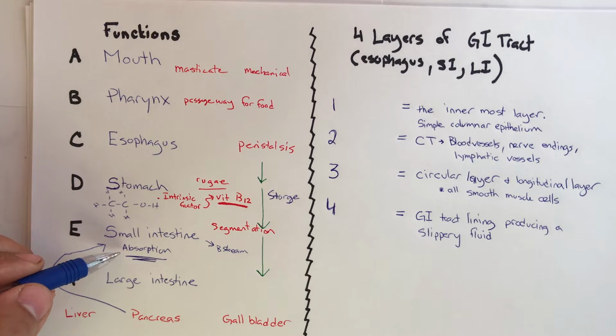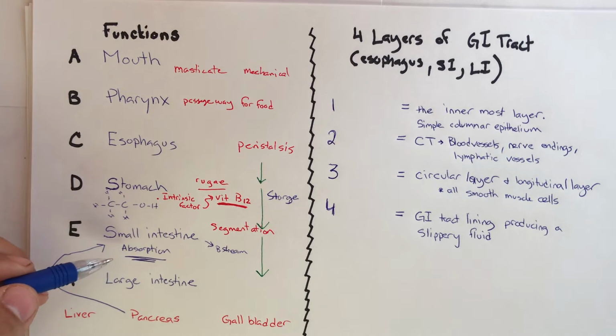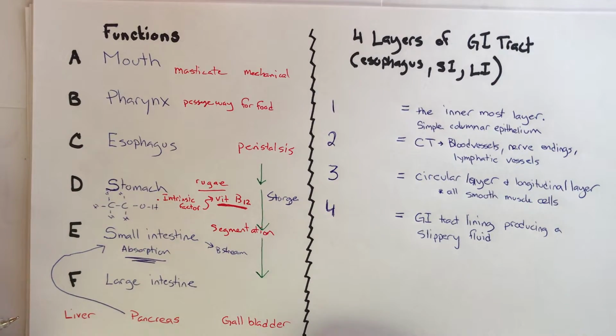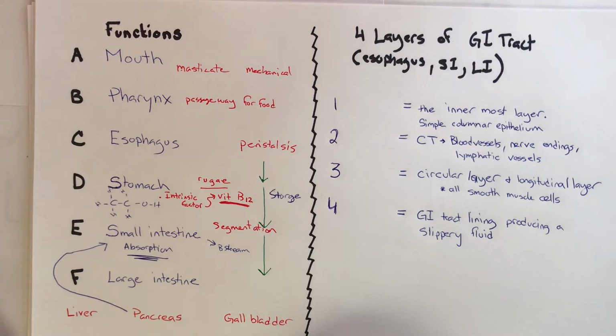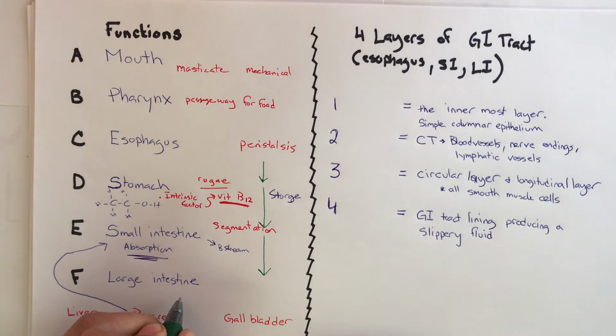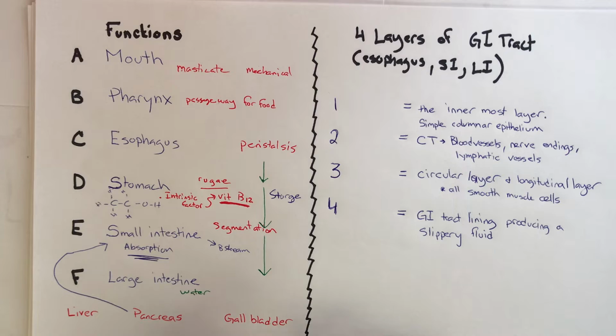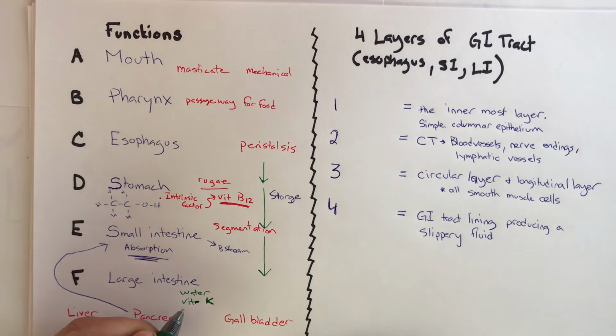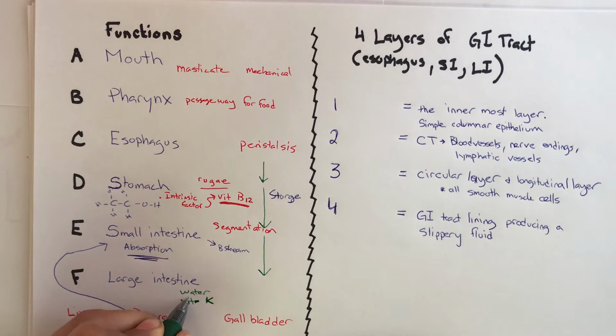And the last piece of the GI tract is finally the large intestine. The large intestine does do some absorption. We absorb water here. The large intestine also makes vitamin K.